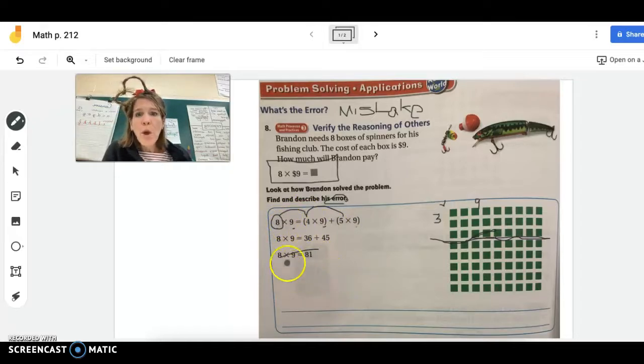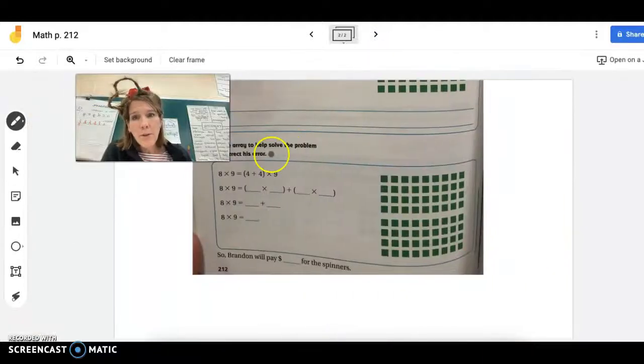Okay, so you're going to write to describe his error. He distributed the 8 incorrectly, or I don't know how you want to word it. You can figure out how you want to word that, right? He broke the 8 into 2 pieces, but they don't add up to 8. So he got the wrong product, okay? I'm going to run out of time on my video, so I'm going to speed along. You're going to fill in your sentence there, and then you have one problem to do on your own.